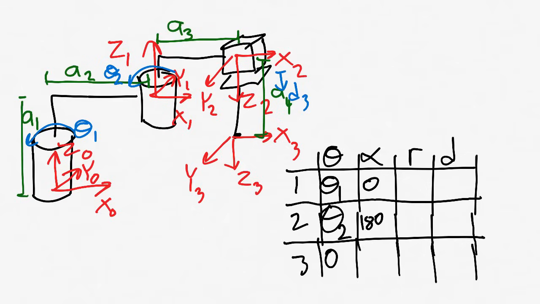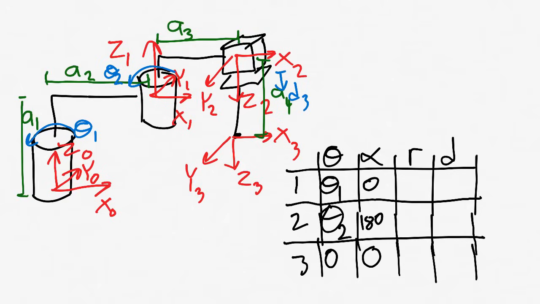Let's try and find alpha for row 3. Here, we're going to ask ourselves, how do we have to rotate frame 2 around the axis x3 in order to get frame 2 to match frame 3? And specifically, we'll pay attention to the directions of the z-axes. Since z2 and z3 already match, we don't need to rotate frame 2 around x3 at all in order to get it to match. So alpha for row 3 is 0.